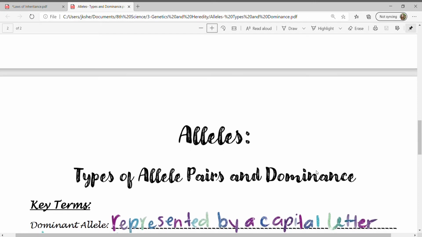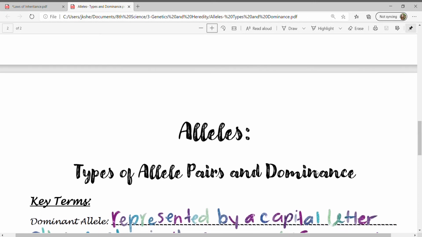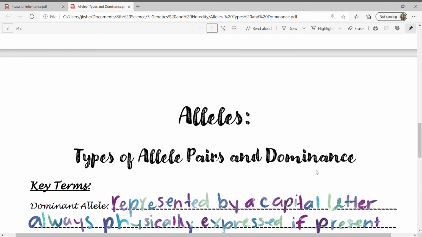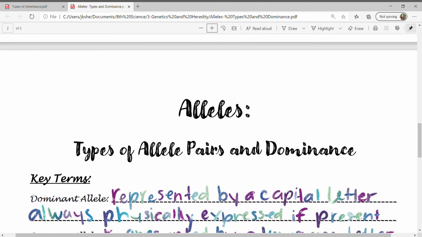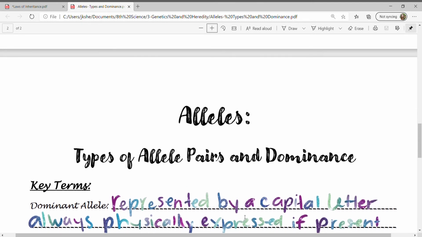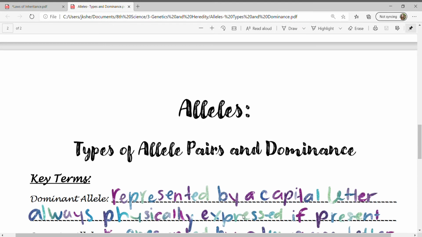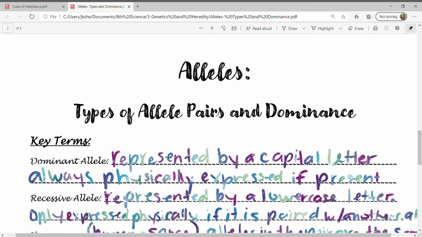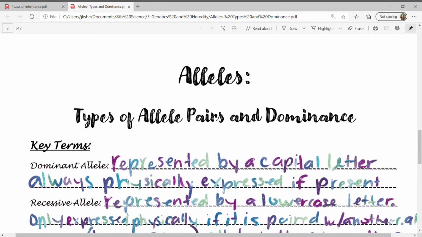So we have two different types of alleles. We have dominant alleles, which are represented by a capital letter, and they are always physically expressed or present. If it's present in the genotype, it will always be physically expressed in the phenotype. Then we also have recessive alleles, which are represented by a lowercase letter, and they are only expressed physically if it's paired with another recessive allele. So if you have a dominant allele, it will always show the dominant phenotype. If you have two recessive alleles, that's the only time you'll see recessive.